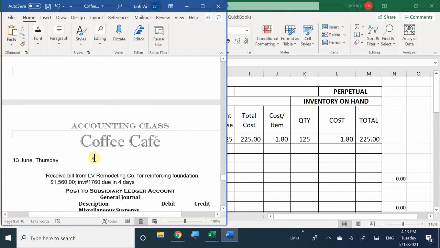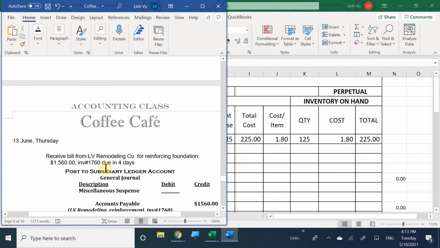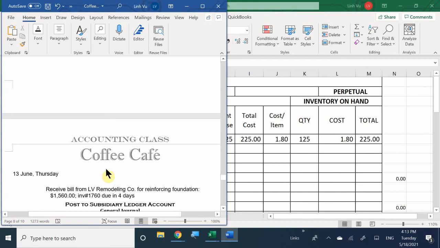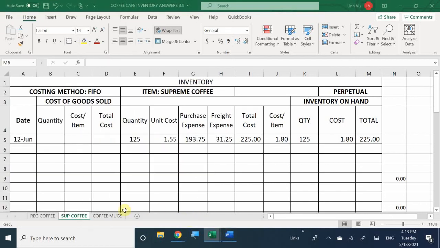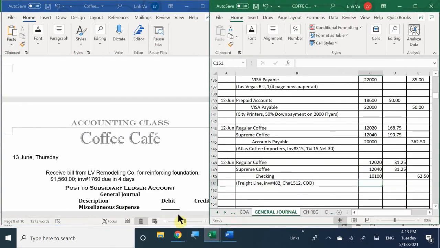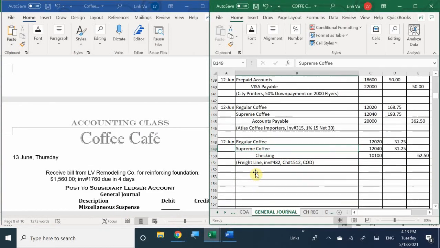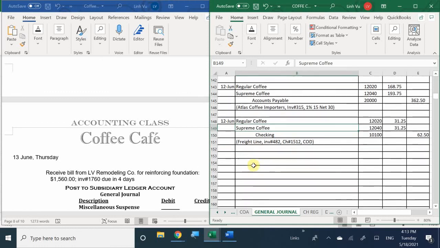So, last transaction for the day. What did we receive? A bill. From who? LV Remodeling. For what job? Reinforcing the foundation. So what job is this 100% geared towards? What did we hire LV Remodeling for? Our grinder. And where is our grinder right now? Miscellaneous suspense.